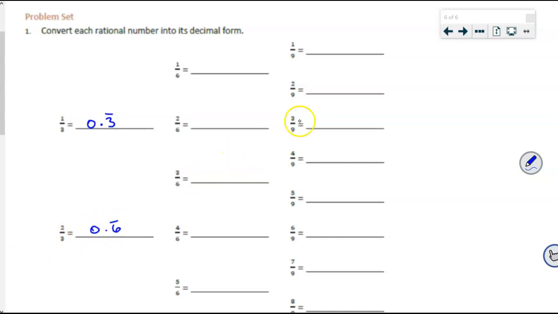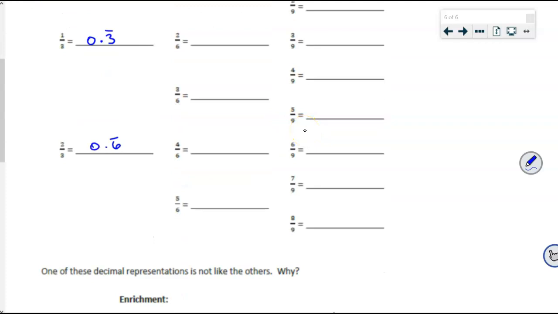And we've done a lot of these throughout the packet, so you can also use what we've already done in the packet. Look for some interesting patterns.